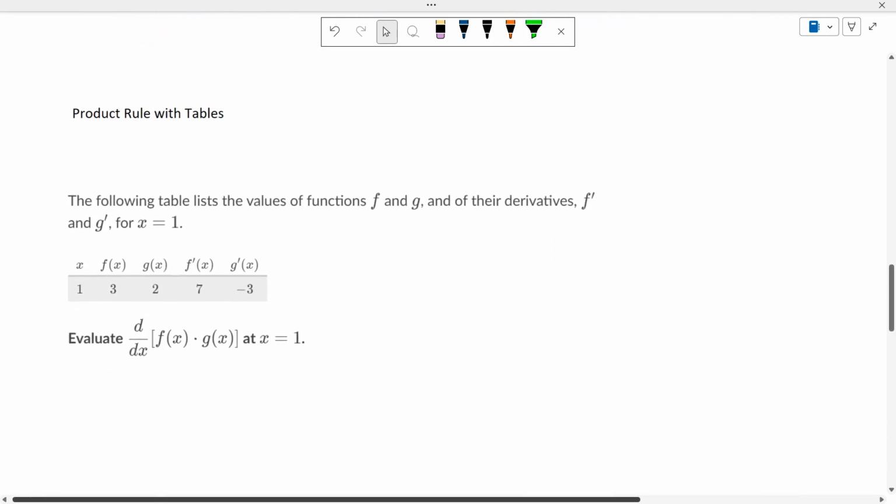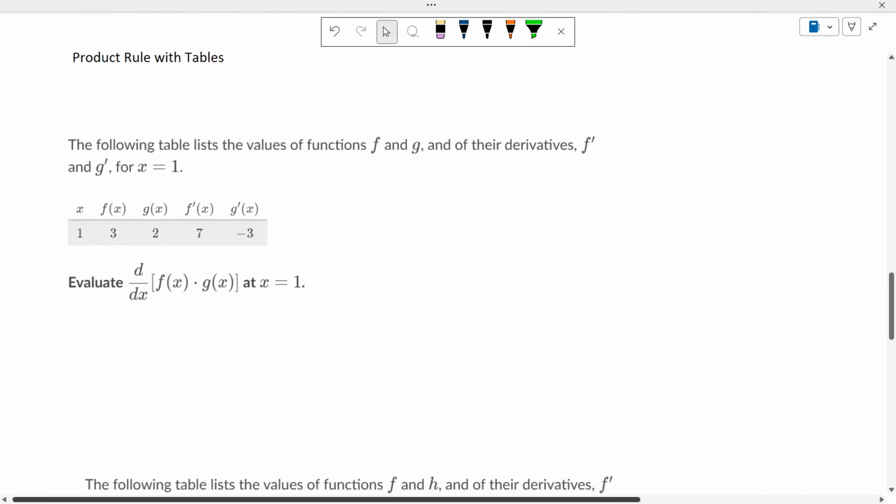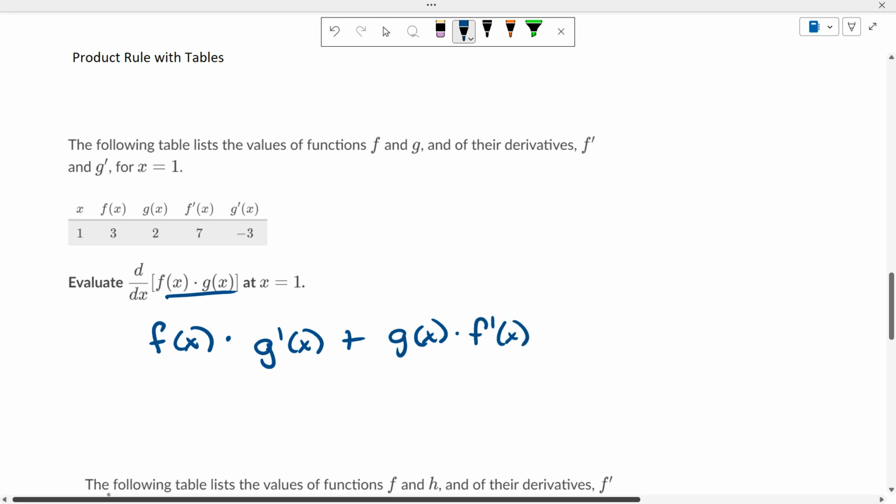Now, if we have tables involved and numbers involved, this is not that hard. So, let's rewrite this in the product rule. This would be f of x times the first derivative of g of x plus g of x times the first derivative of f of x.